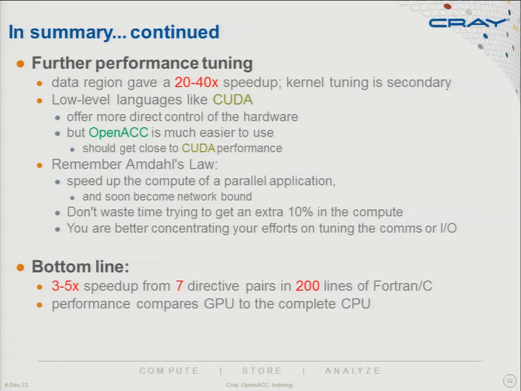OpenACC makes data movements a lot easier to handle than CUDA. It's just easier to write it all. But we're going to look later on at tuning the kernel performance. We're never going to see speed-ups like that from performance tuning of OpenACC kernels. Factors of 2 are more likely. So don't waste time on kernel tuning if you've got too much data moving.